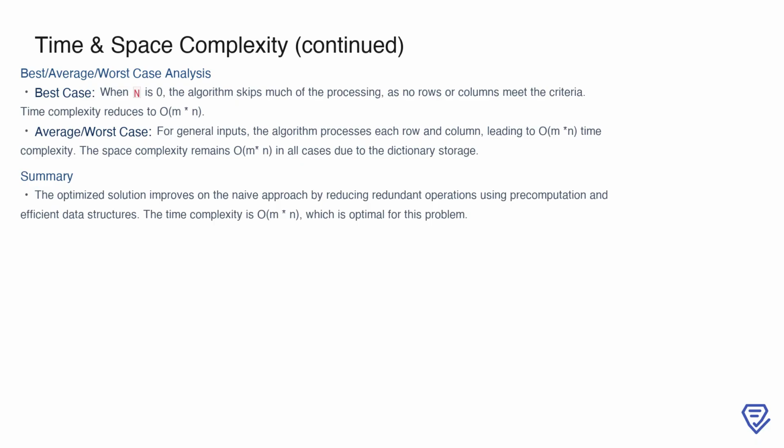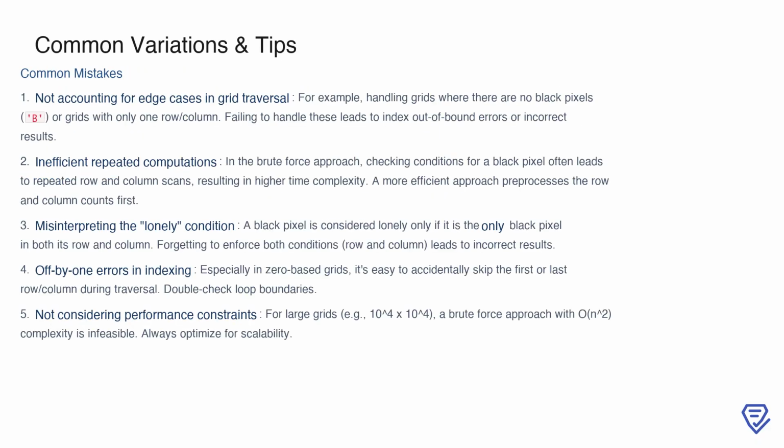With an overall time complexity of O(m * n), it is well suited for handling large input sizes efficiently. Now, let's talk about some common mistakes that can occur while solving this problem. First, one of the most frequent errors is not accounting for edge cases during grid traversal. For instance, you might encounter grids with no black pixels at all, or grids that consist of just a single row or column. If these cases aren't handled properly, they can lead to index out-of-bound errors or produce incorrect results.